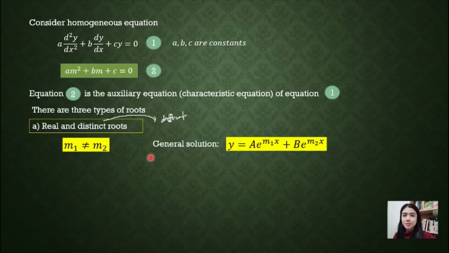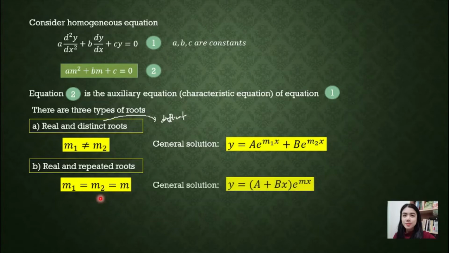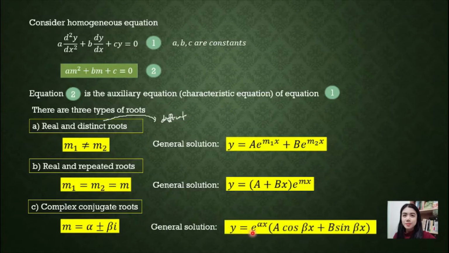The second type that you will come across is real and repeated roots. This means that you will have m1 equal to m2. Since m1 is equal to m2, then you can say that they are equal to m. So the form of the general solution will be this one. Then we come to the third type, the complex conjugate roots. This means that you have m equal to alpha plus minus beta i. So you have an imaginary number, and the form of general solution will be this one.